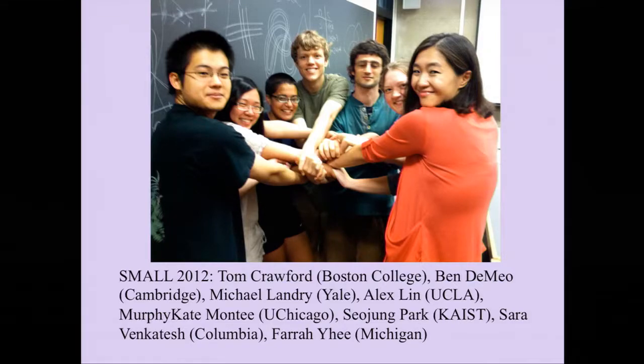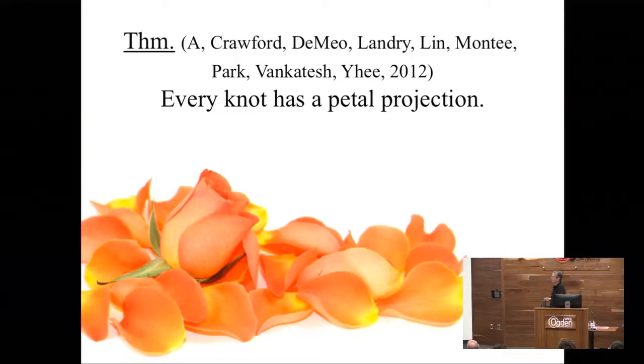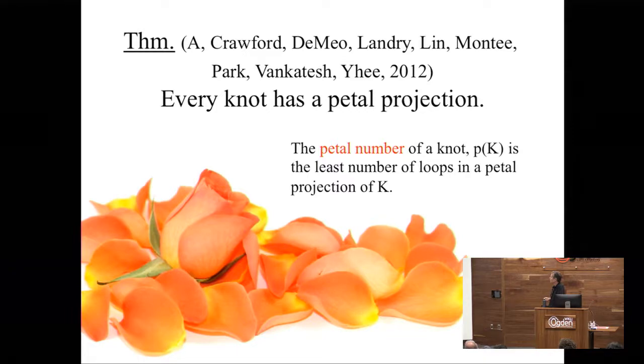And we proved that, in fact, every knot does have a pedal projection. Okay, so every knot has a pedal projection. And that means, in particular, you can define the so-called pedal number of a knot to be the least number of loops in a pedal projection of a knot. Okay? And so let's look at an example here.